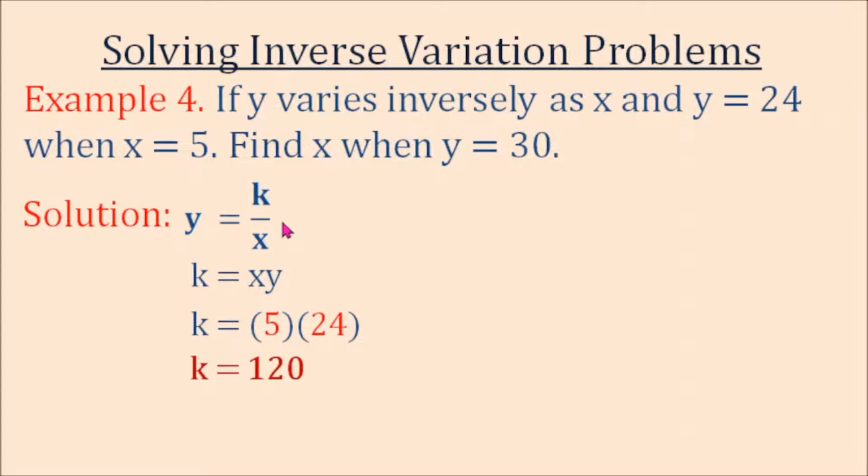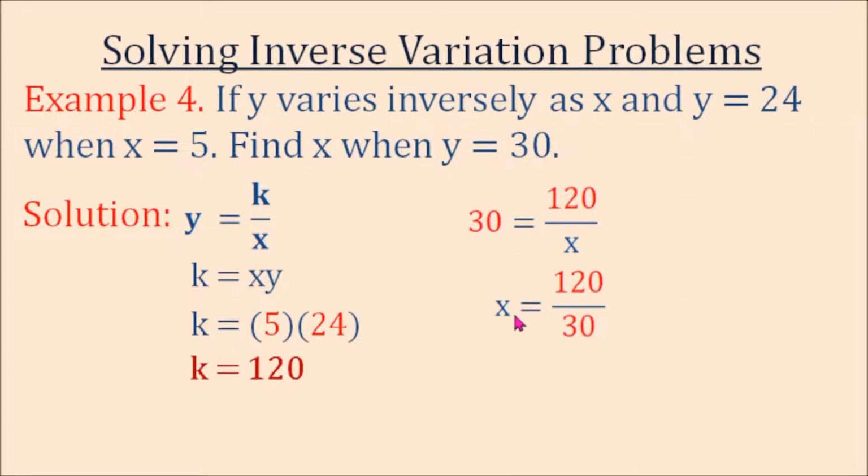Now going back to our original equation, our k is 120 and our y is 30. So we substitute. So that's 30 equals 120 over x. To find x, we can actually switch 30 and x.